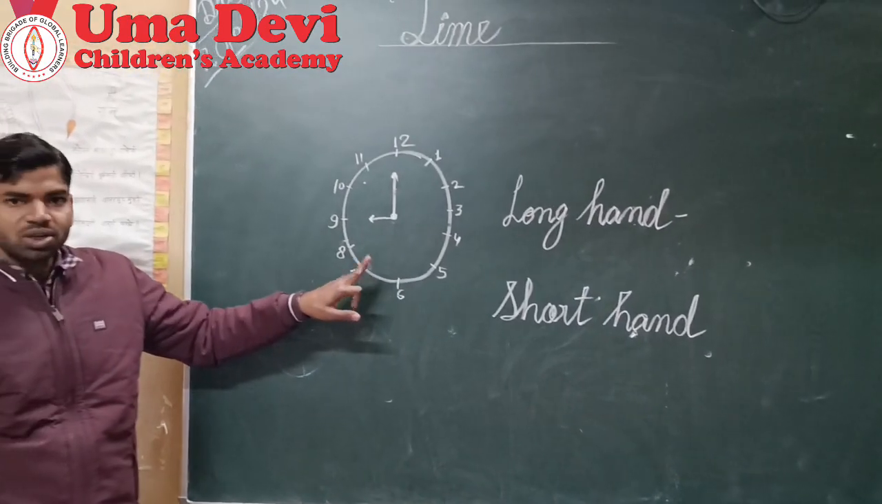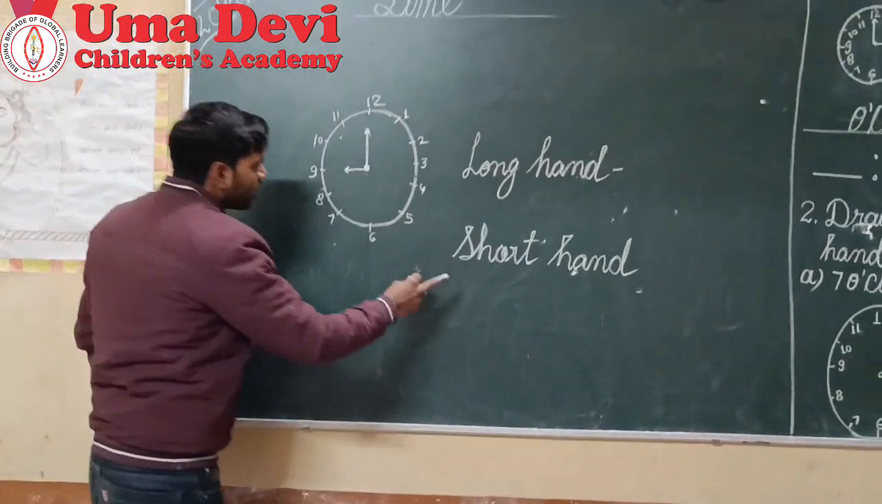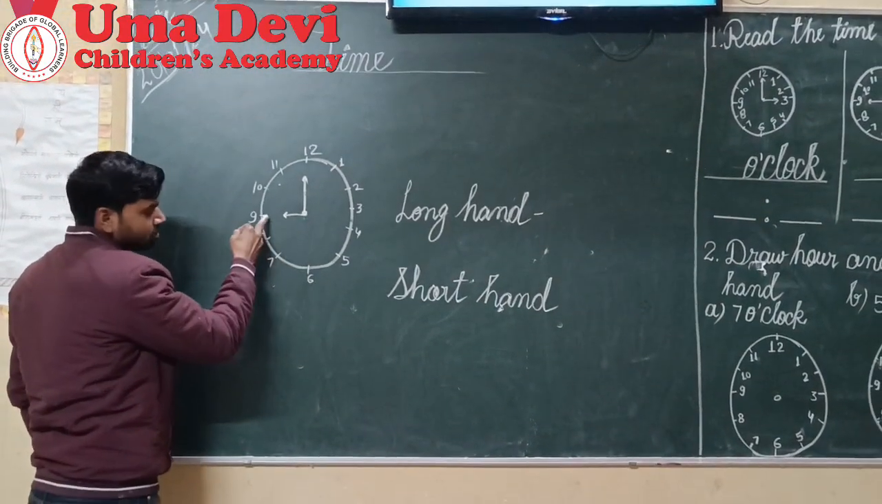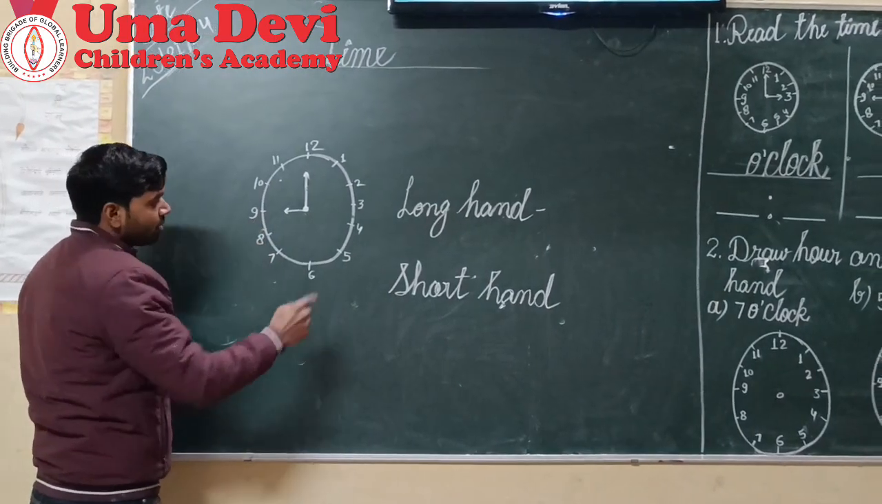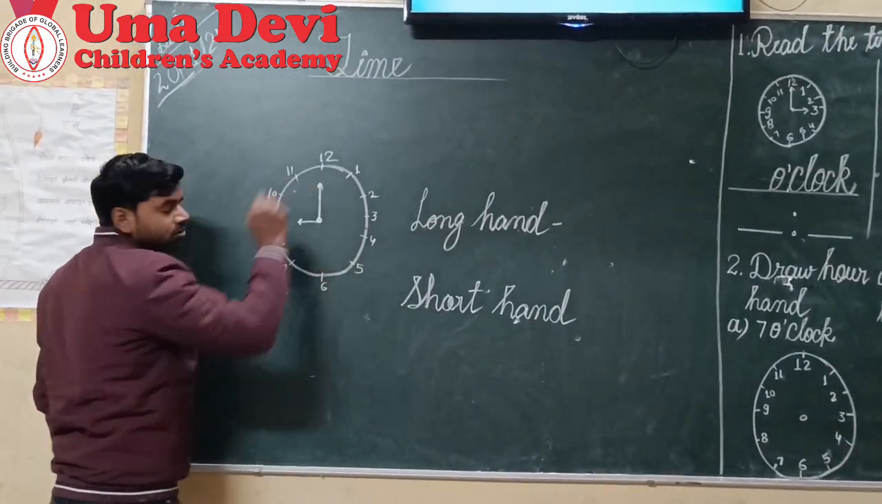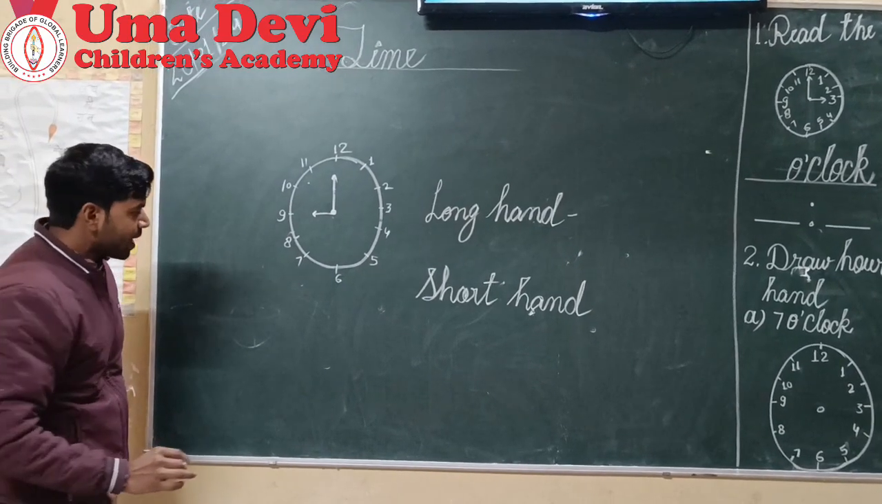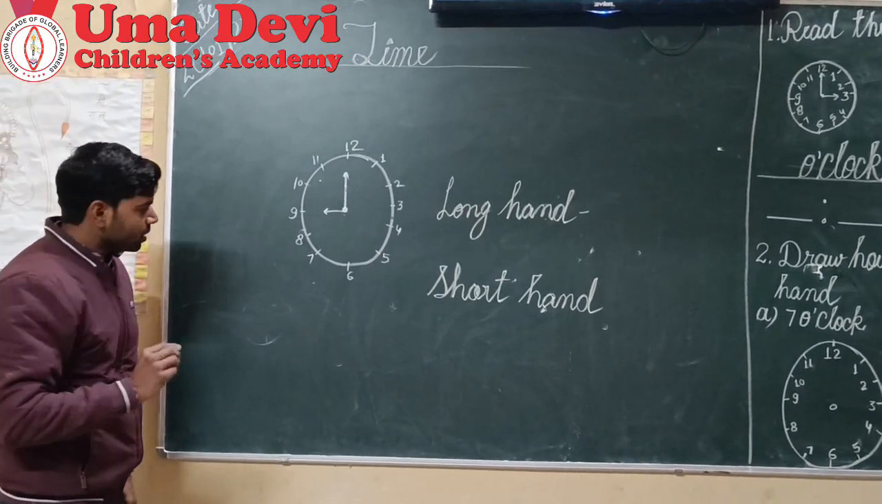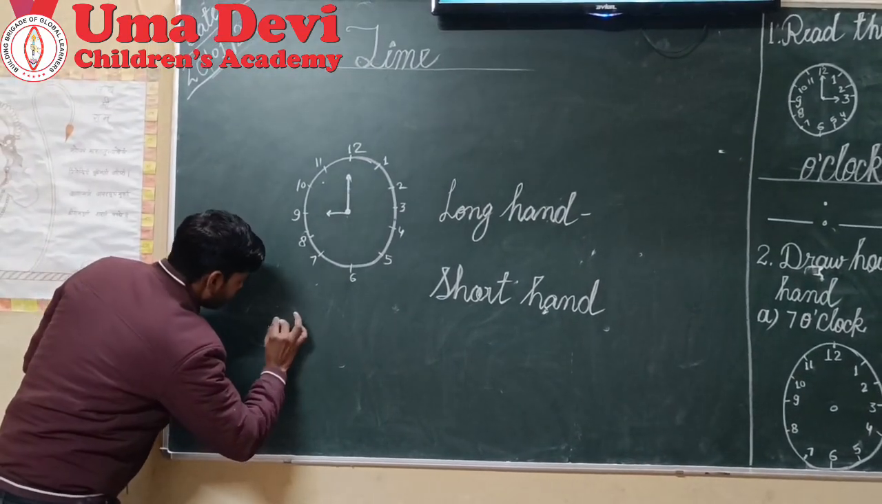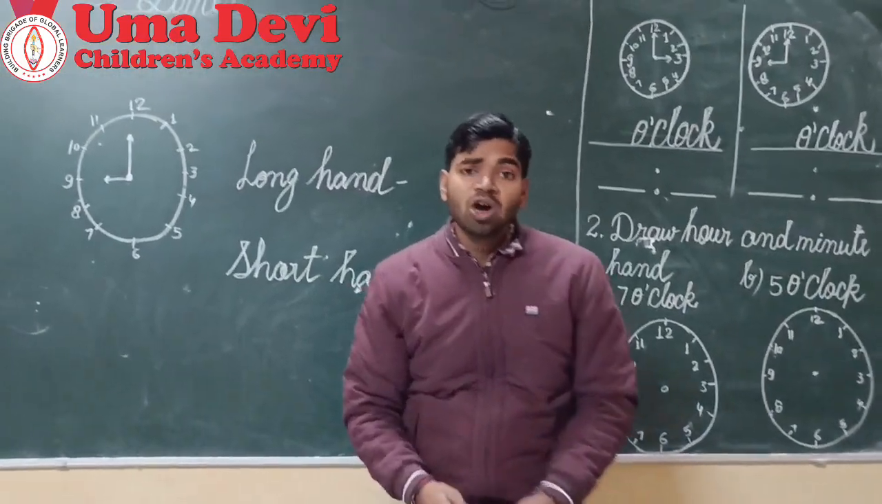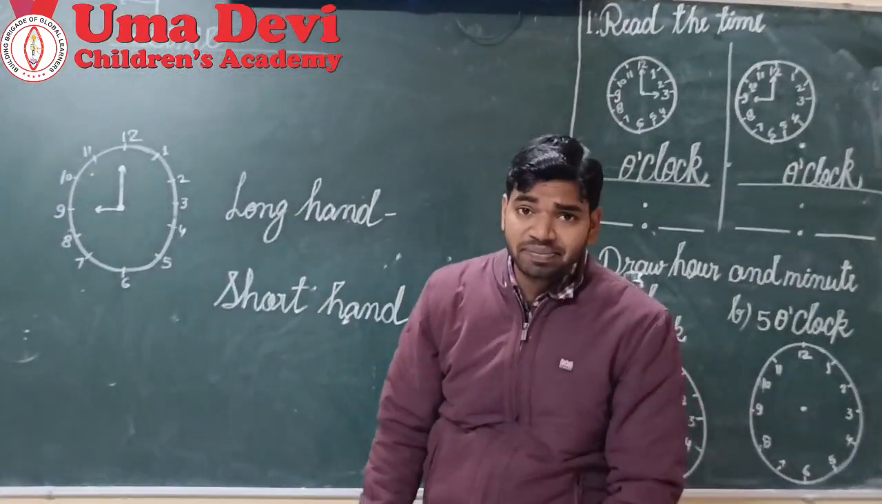There are 2 hands. The short hand is pointing at 9. The long hand is pointing at 12. Can you tell me the time now? So look here. Okay, students, now we will do an activity.